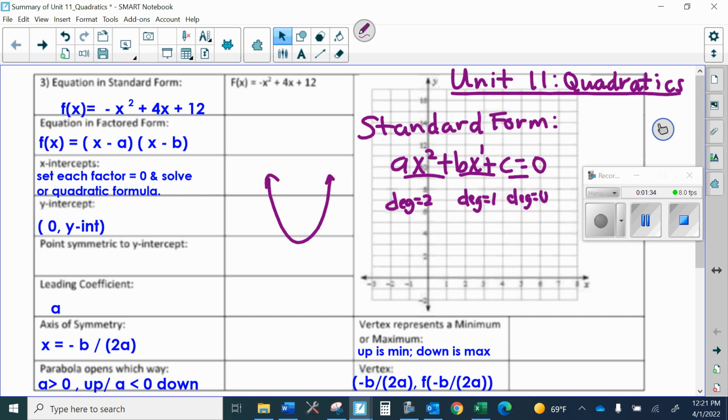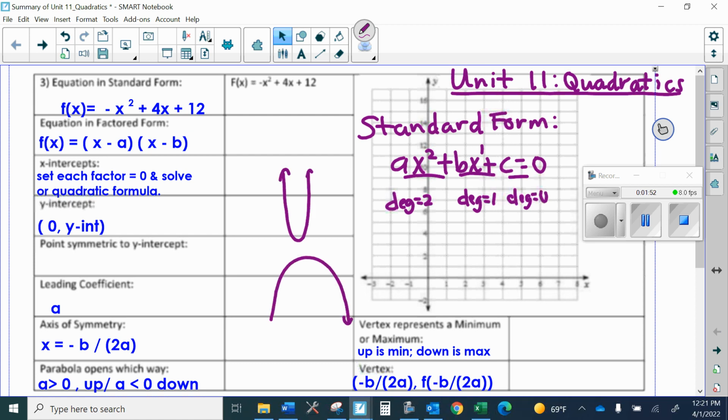That could open up or down, which is all we're going to deal with in Algebra 1. But technically, they could open left or right as well. Yours only open up or down. Now, what's going to determine the shape, how wide or how narrow? I could have a quadratic like this, or I could have a wider quadratic. What's going to determine if it's wide or narrow? It's the a, the leading coefficient.